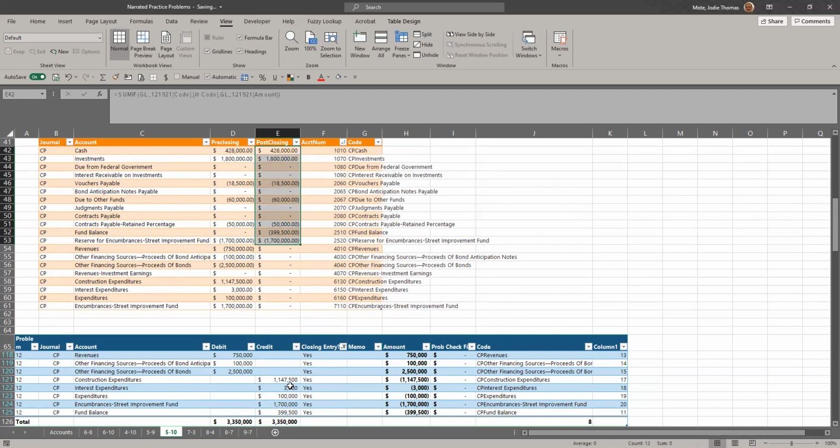And so you're crediting all your expenditures, and then here is your entry to fund balance, which is kind of your plug for this entry. So I hope this was helpful.